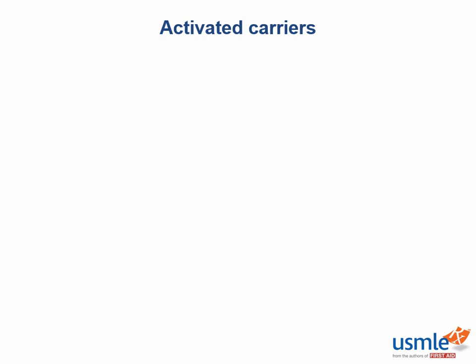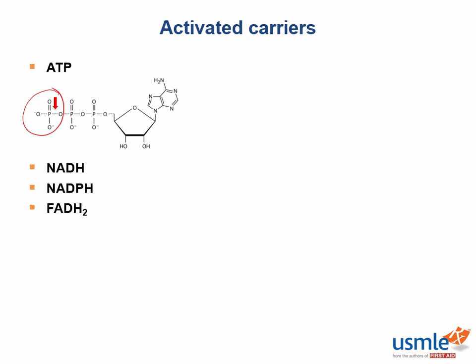Now, the first activated carrier we're going to talk about is adenosine triphosphate, which carries 3 phosphoryl groups. So ATP here is the activated carrier, which is carrying the functional group of a phosphate. And it can use these high-energy phosphate bonds to phosphorylate proteins, which can activate or inhibit the function of the protein, or change how it interacts with other molecules. So the big thing to remember here is that ATP is the activated carrier, which carries the functional group of a phosphate.